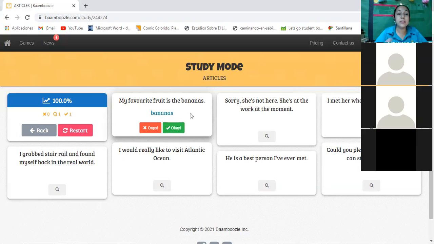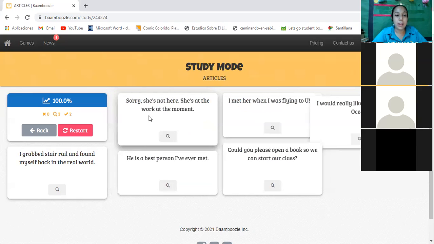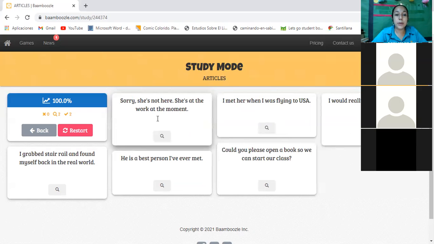Because this one is the first time that we mention it, it's not necessary to use the article, yes? If we translate into Spanish, "mi fruta favorita es la banana." Yeah, we say this one in Spanish, but in English, no. We only say bananas. Okay, next one. Sorry, she's not here. She's at the work at the moment. Okay, let's see this one. Sorry, she's not here. She's at the work at the moment.